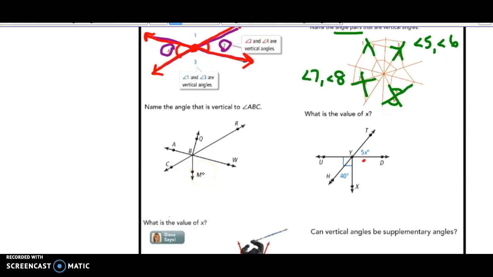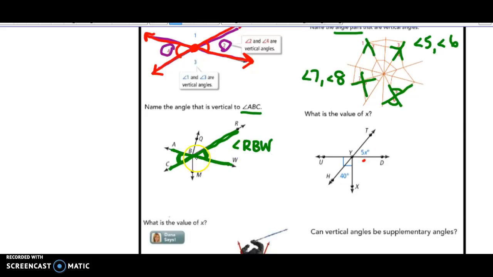On this next diagram, we're going to name the angle that is vertical to angle ABC. So first let's find angle ABC. I see A, B, C. So what I'm going to do is I'm going to start at A and I'm going to extend this line out. And I'm going to start at C and extend this line out because I need the angle that's formed by these two lines and is opposite of this angle here. So that's going to have to be this angle. See how they're opposite each other and they're both formed by the same two lines. So this would be angle RBW.